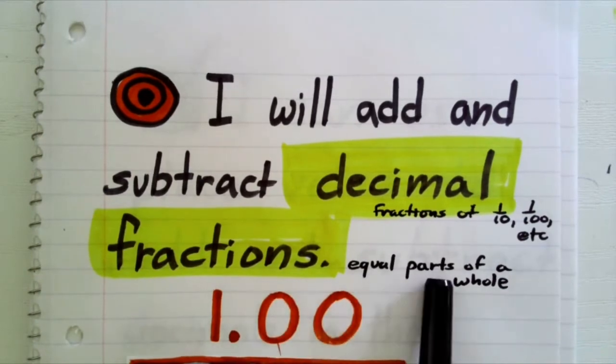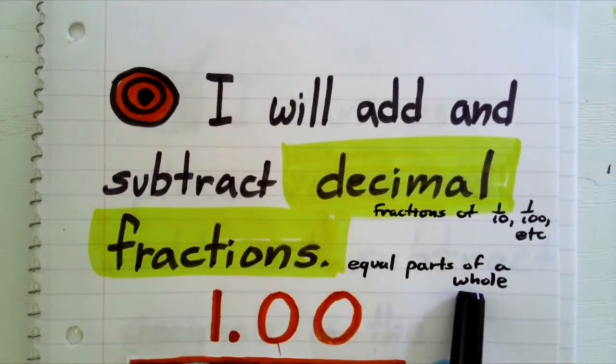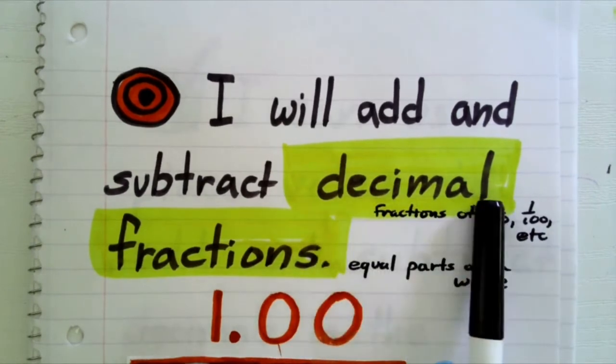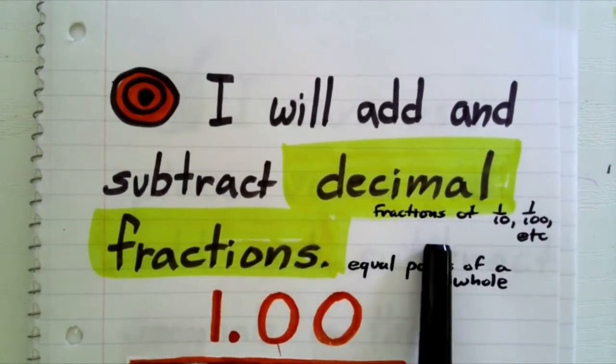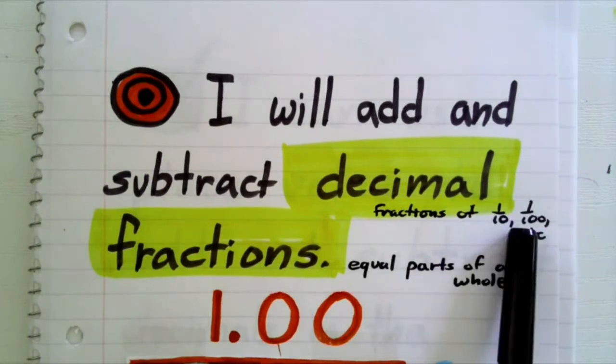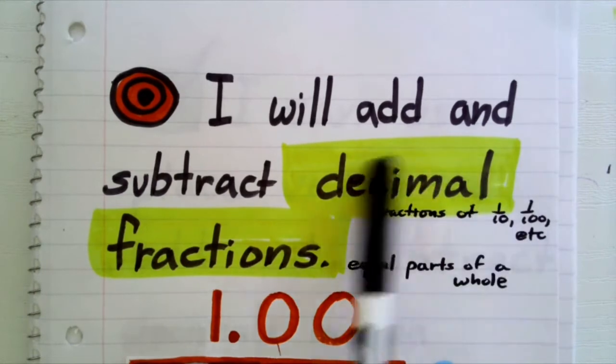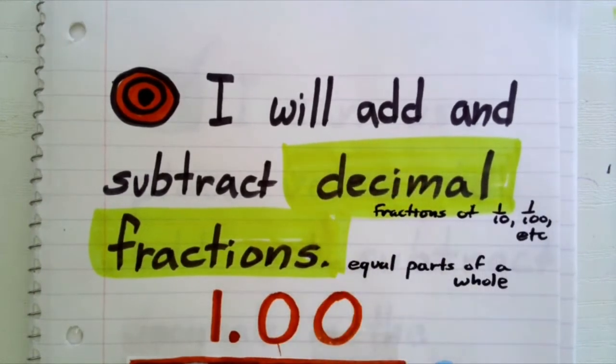Fractions are equal parts of a whole. Things like 4/5, 2/10. But decimal fractions are fractions of 1/10 or 1/100 or 1/1,000th, etc. These are written differently than other fractions. Let's take a look.